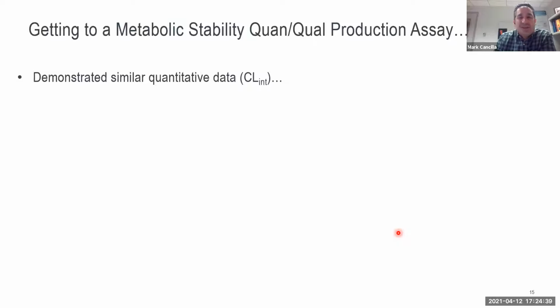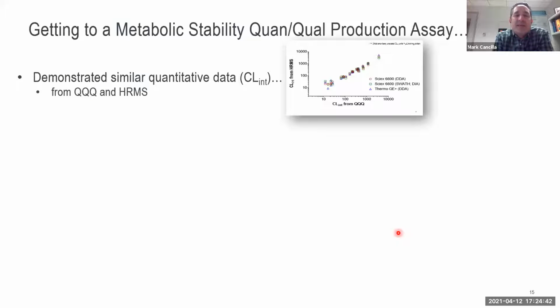So even though it's in the literature and many people have done it, we had to show that you can calculate and get the same values of an intrinsic clearance for metabolic stability on a triple quad, which is here on the x-axis, and compare that to the same exact incubations being run on two instruments, just on different HRMS systems, and get a linear correlation here, which we did. And so you can see we did it on multiple instruments. I'm sorry, it's a little small. 6600 in a data-dependent fashion. On a 6600, you would be using SWATH, and also on a Thermo QE Plus using data-dependent acquisition, and you get the same data across different instruments. So it's a really nice test.